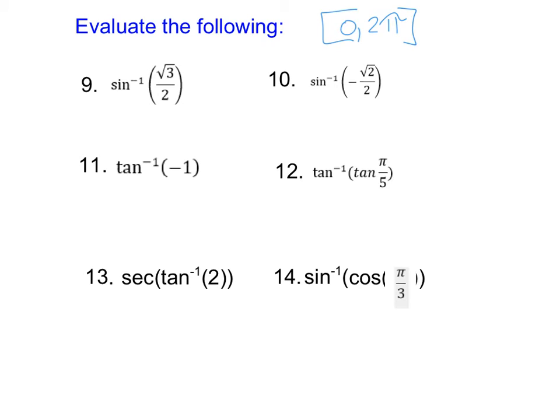That is 60 degrees, which is pi over 3. And remember, all students take calculus, so we are in quadrant 1 and quadrant 2. So if I put that into quadrant 2, I get 2 pi over 3.